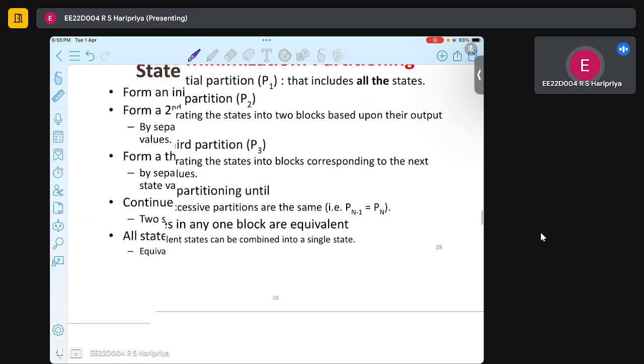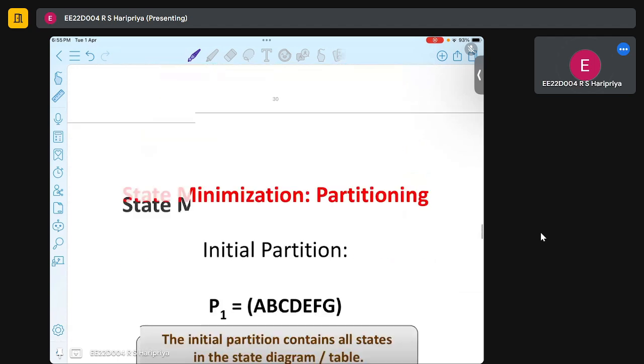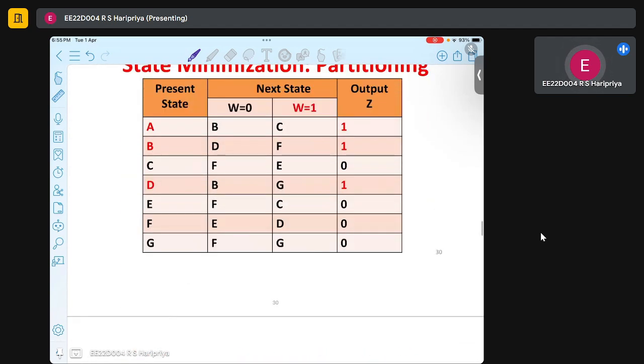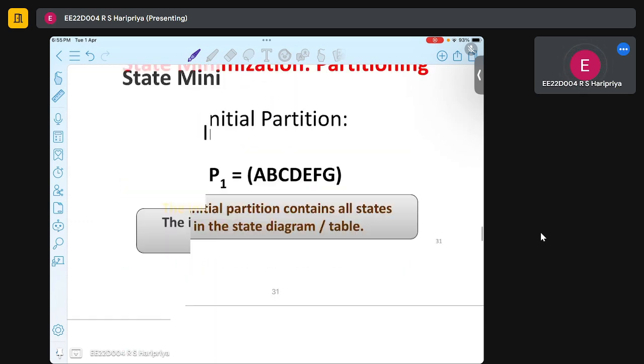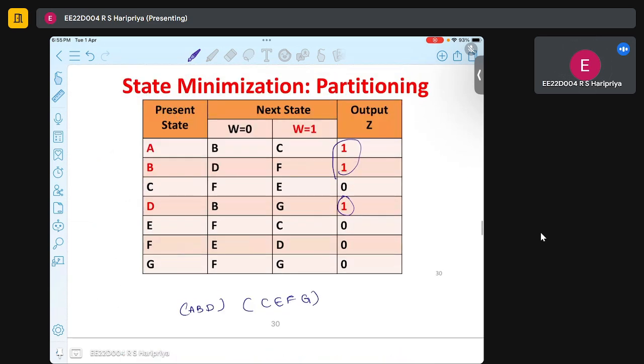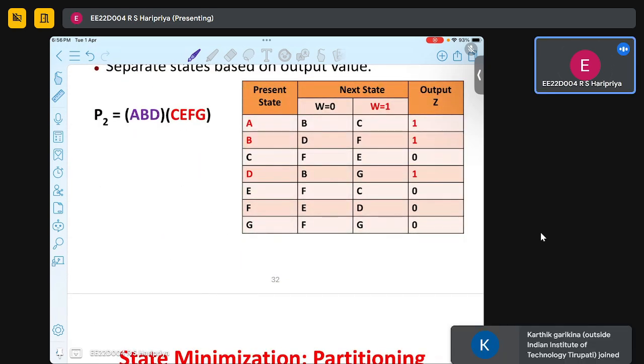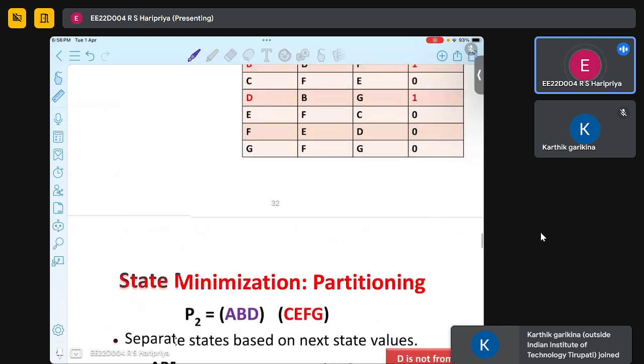This is the procedure, the steps you will see when solving one example. Initial partition: we have to look at the output, and based on the output we will partition. So this and this mean A, B, and D are separate. C, E, F, and G are in a different set. A, B, D, and C, E, F, G. And now the next partition we have to do.